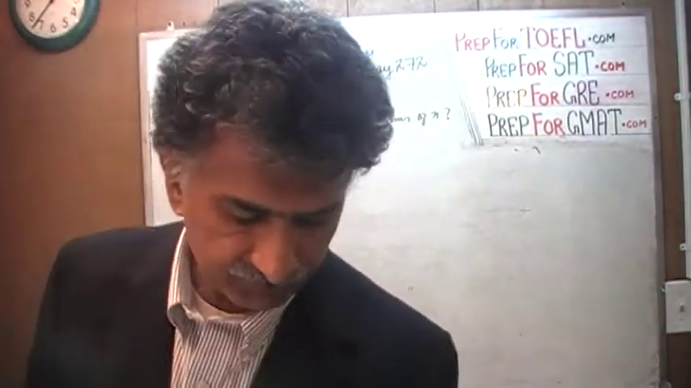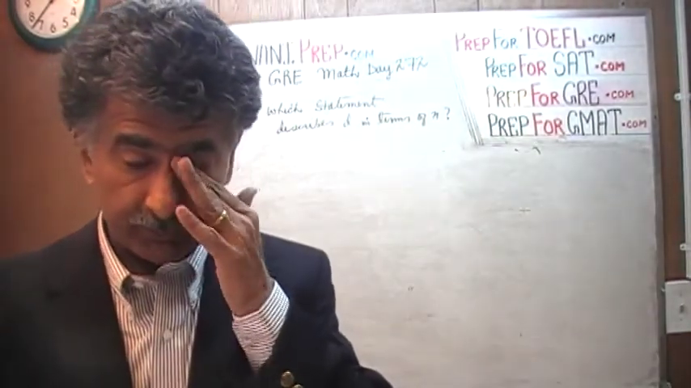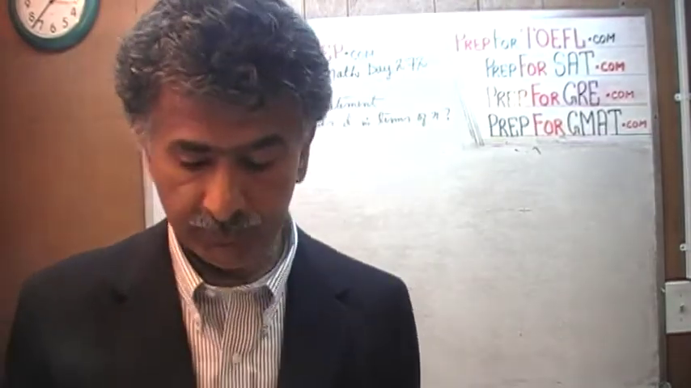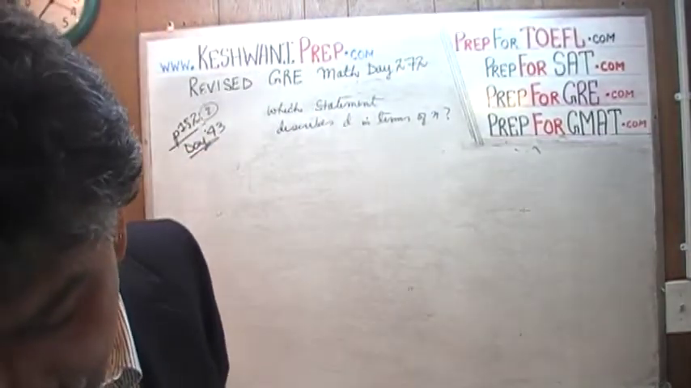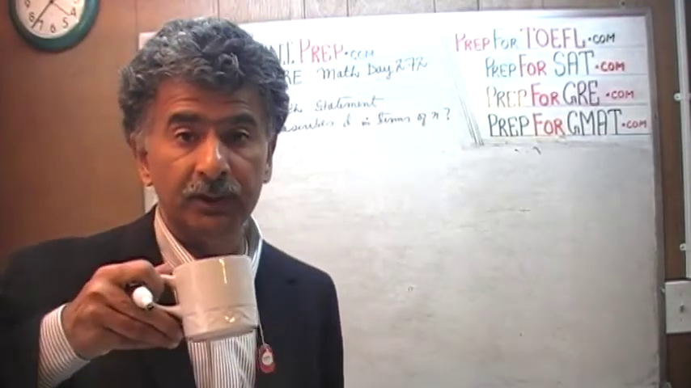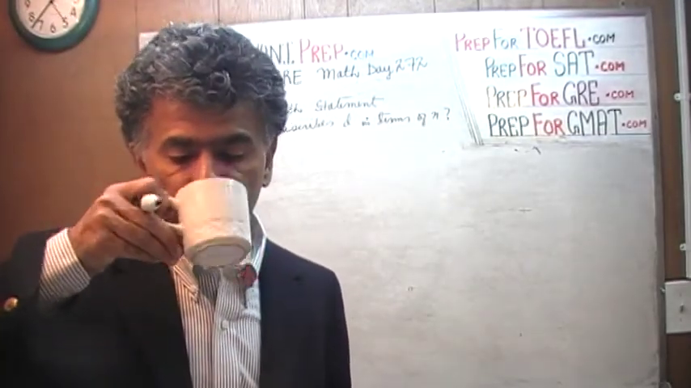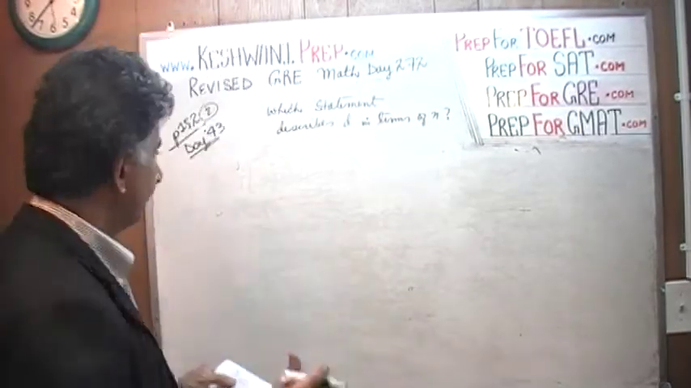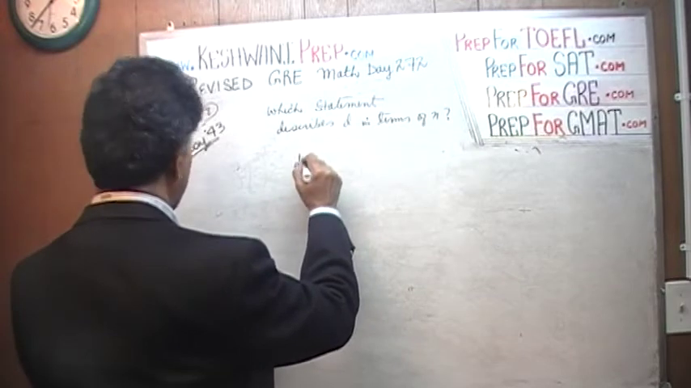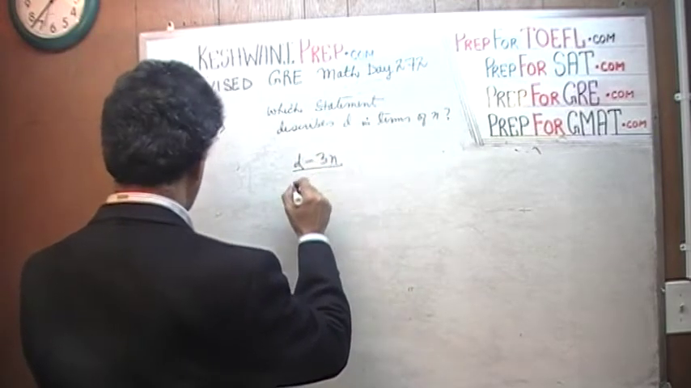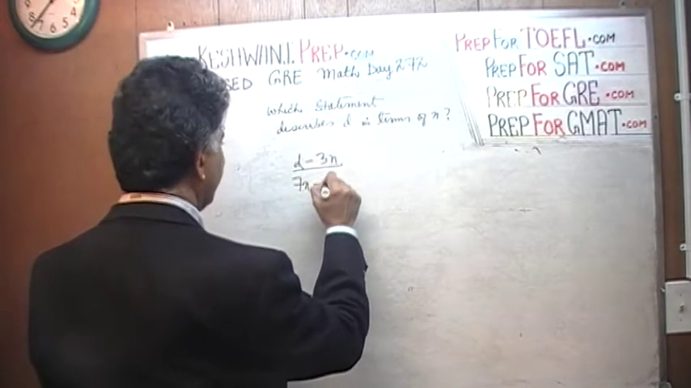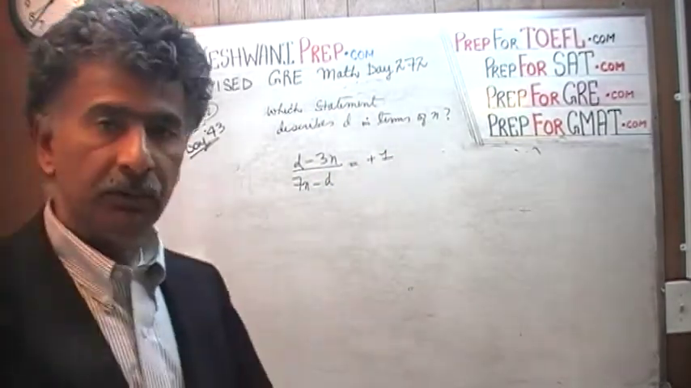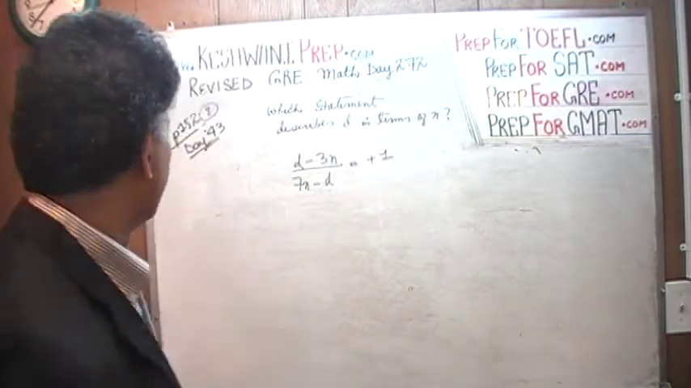So they're giving us 5 statements, and our job is to pick the one statement that actually gives us a description of D in terms of the other variable. In order for us to figure out which statement describes D correctly, we have to solve D in terms of n. And here's the equation. D minus 3n over 7n minus D equals +1, we are told. Again, if you need to do this slowly, you can always go back and watch day number 43 as I reminded you before.